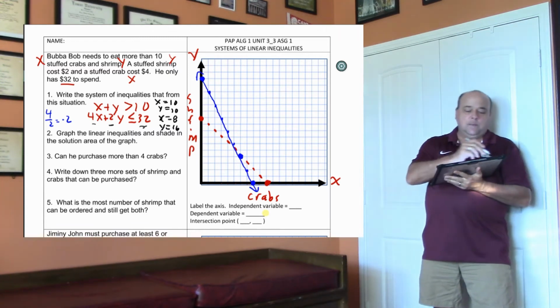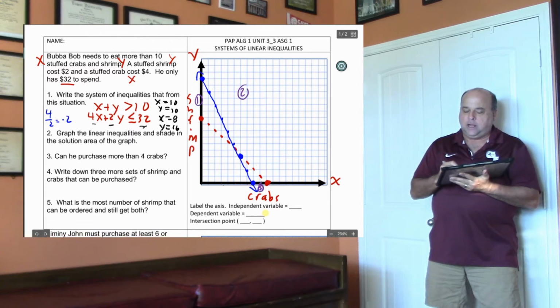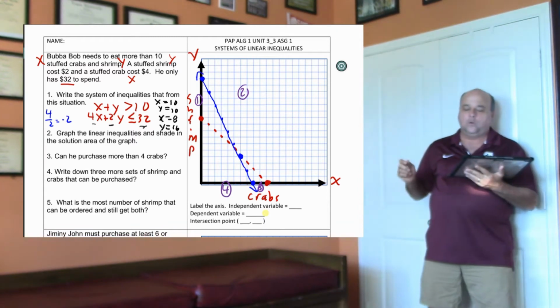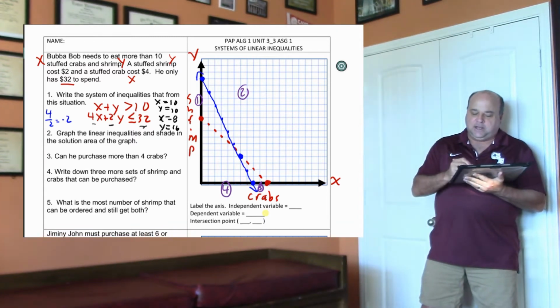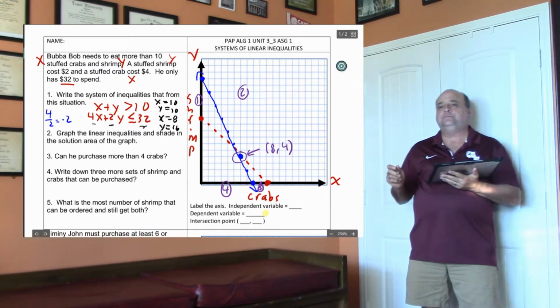Now then remember, you're going to have 4 parts. So we have part 1, part 2, part 3, and part 4, don't we? And the intersection point would be right here, which would be 8, 4. 8, 4 is the intersection point.